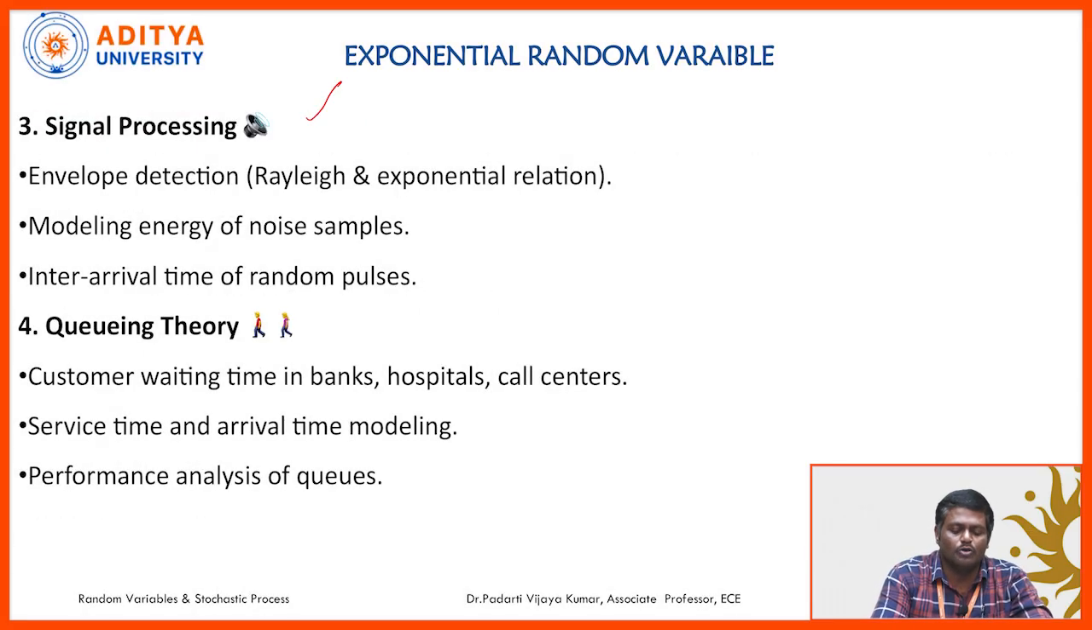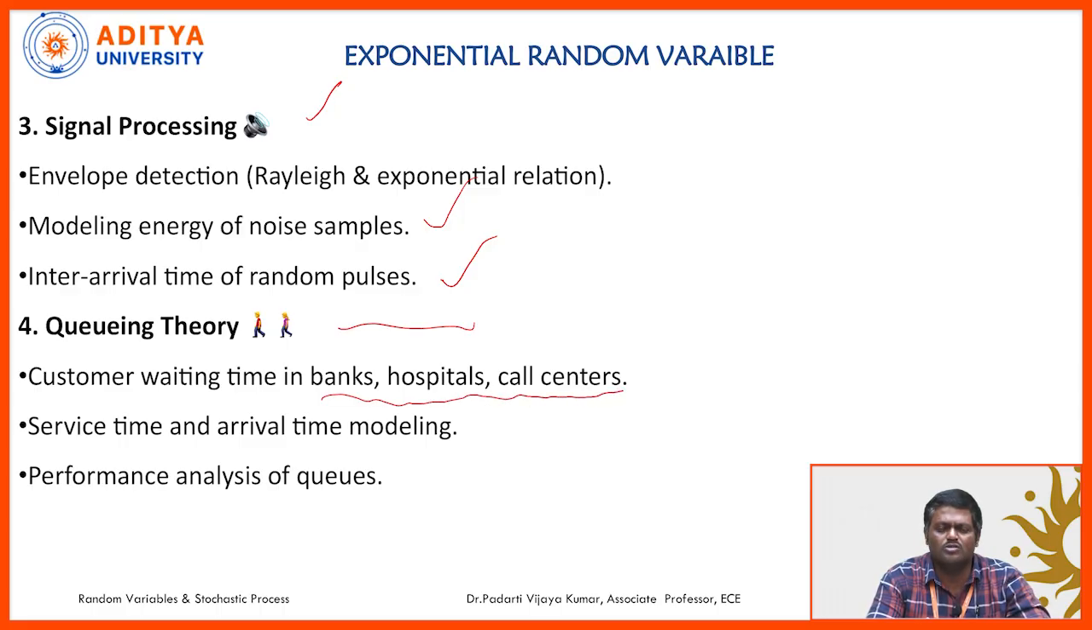Also in signal processing applications, we use it particularly for envelope detection in radar and sonar systems, modeling the energy of noise samples, and the interval arrival time of random pulses. In queuing theory, the customer waiting time in banks, hospitals, call centers or parks. All this comes under the category of exponential random variables. There are many more applications. These are just a few examples of exponential random variables.